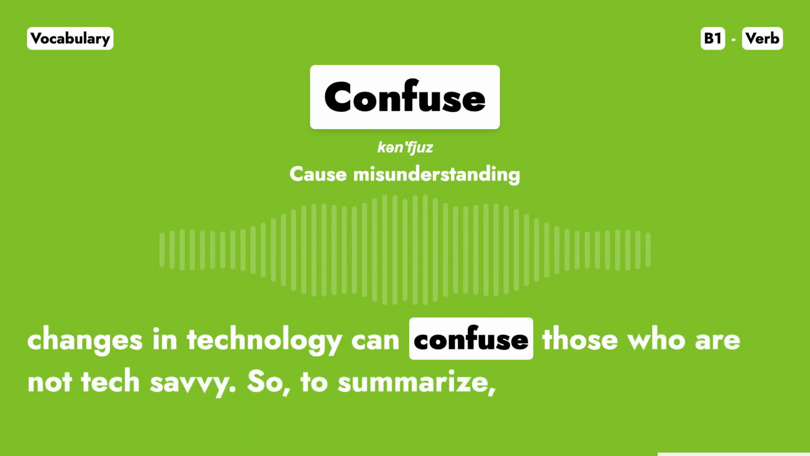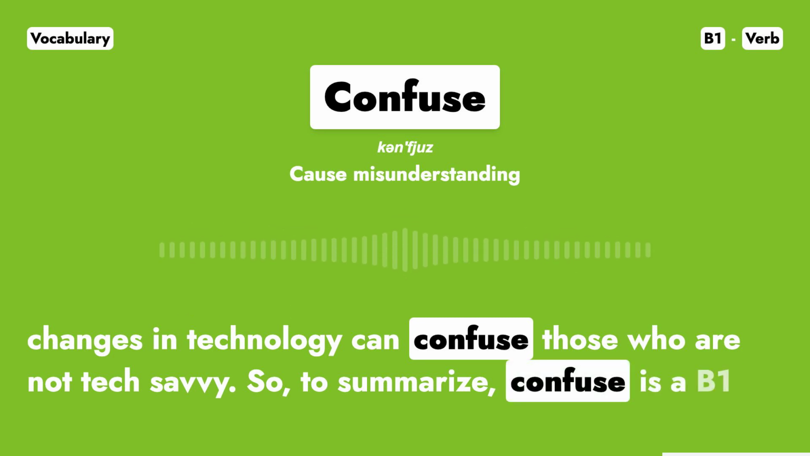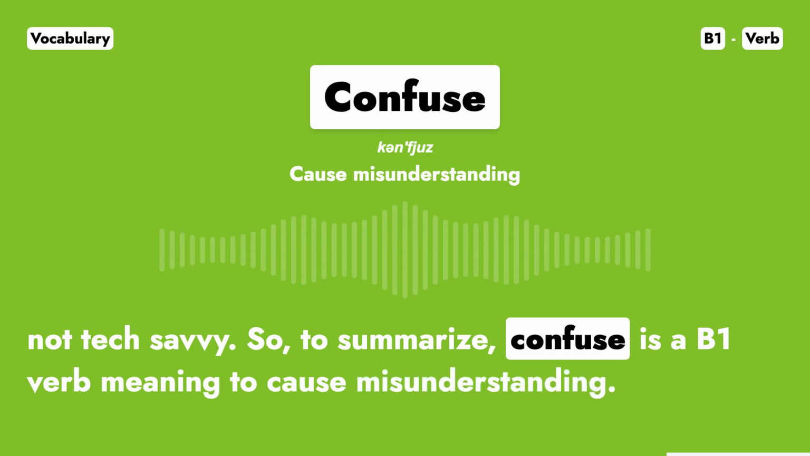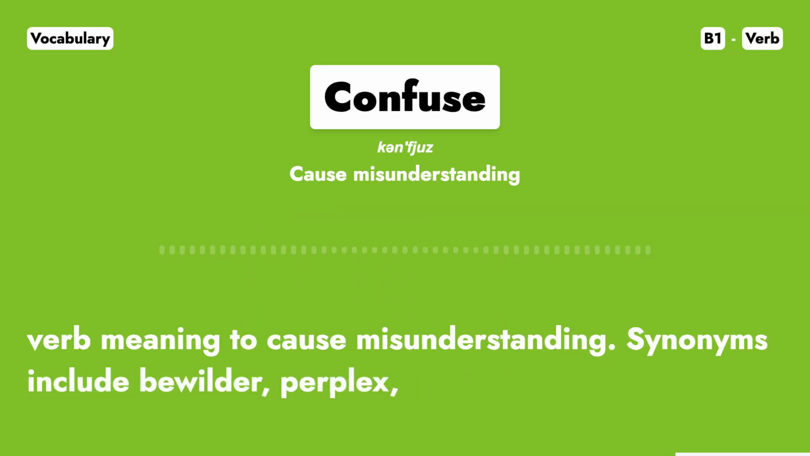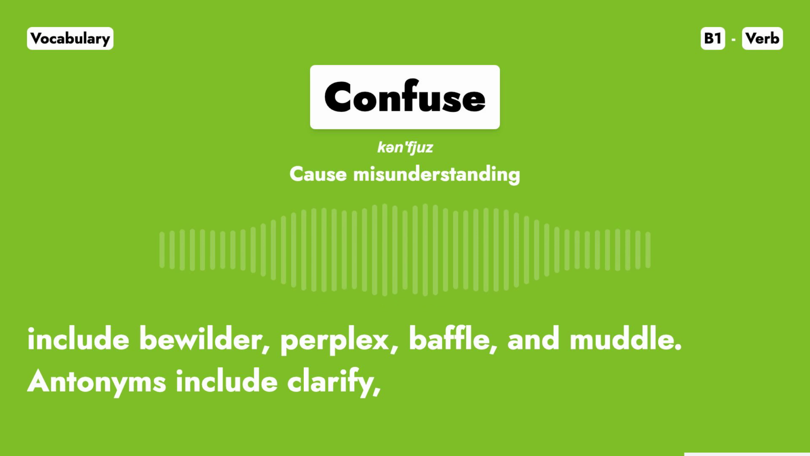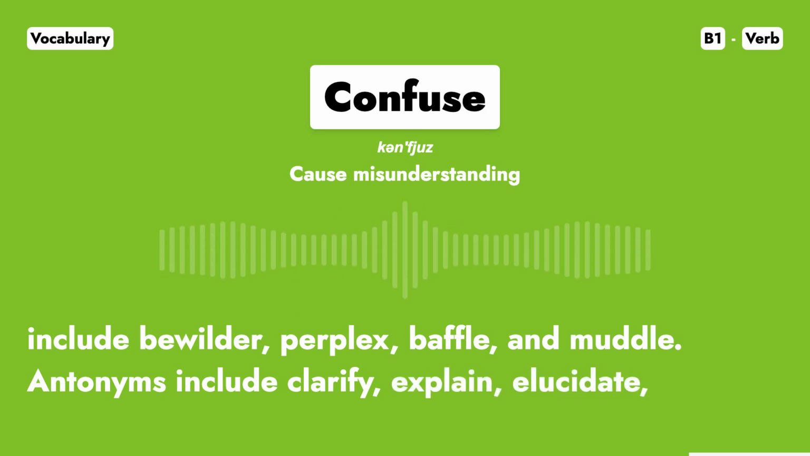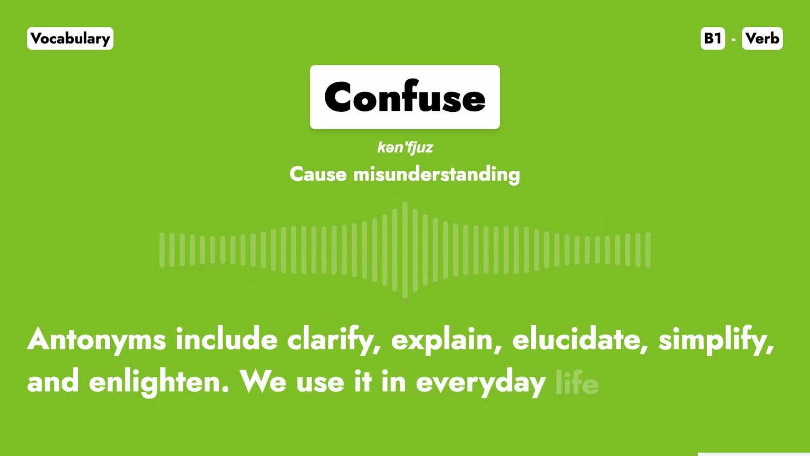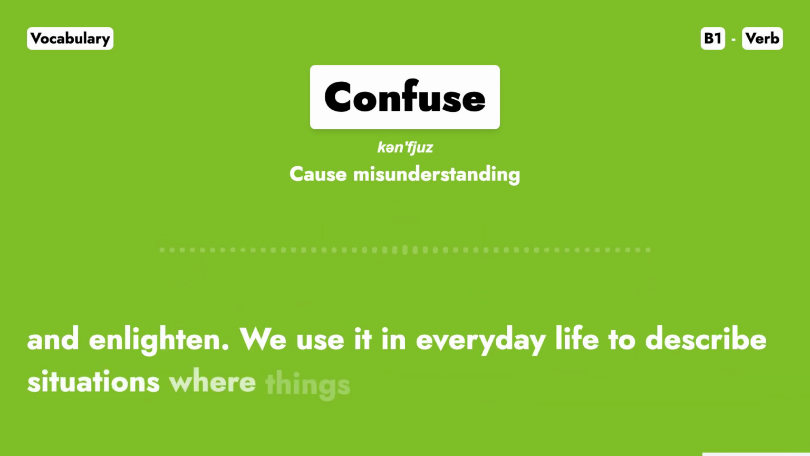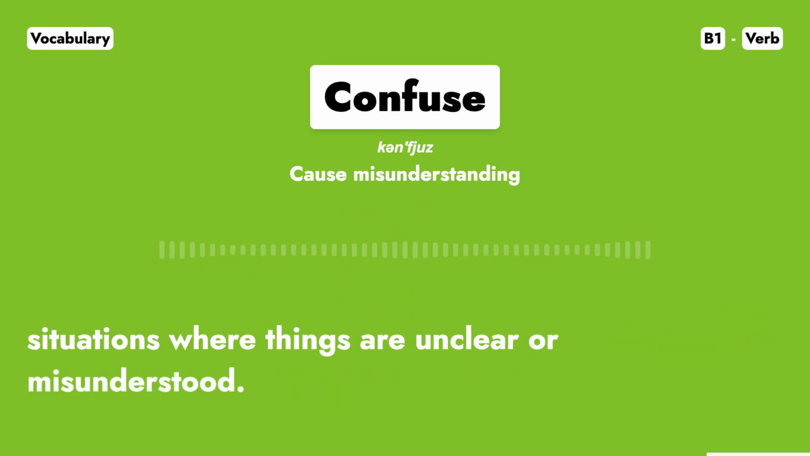So, to summarize, confuse is a B1 verb meaning to cause misunderstanding. Synonyms include bewilder, perplex, baffle, and muddle. Antonyms include clarify, explain, elucidate, simplify, and enlighten. We use it in everyday life to describe situations where things are unclear or misunderstood.